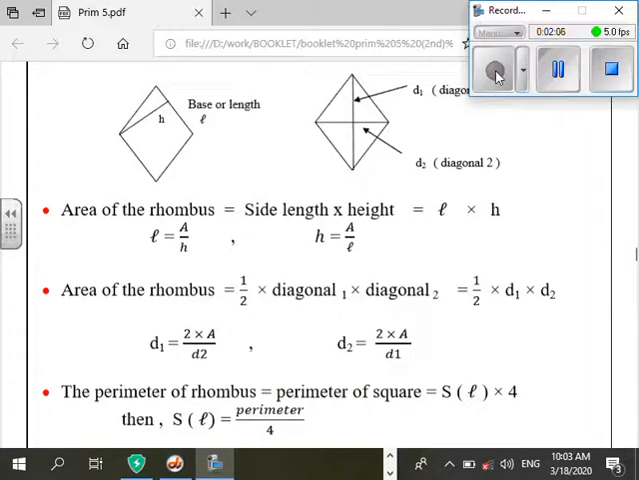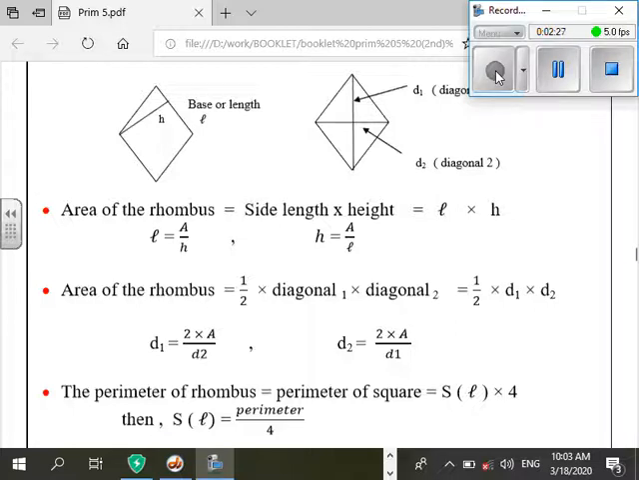To remember, if I want to find the perimeter of the rhombus, it's like the perimeter of the square, because in the rhombus and the square, the side lengths are equal. The four sides are equal. So the perimeter of the rhombus equals side length by 4.